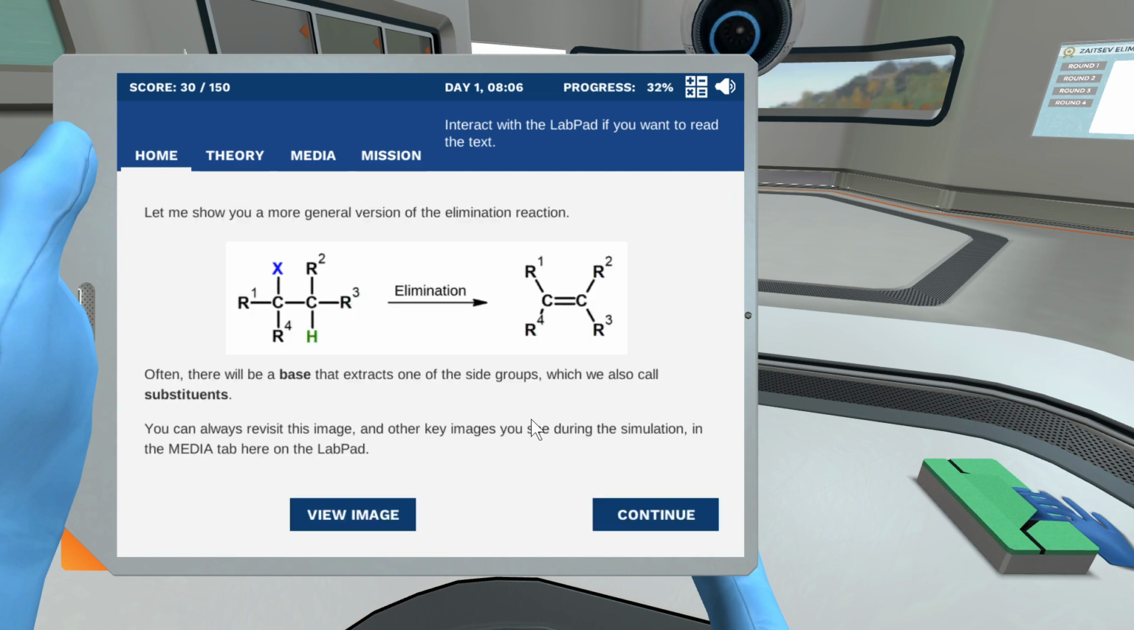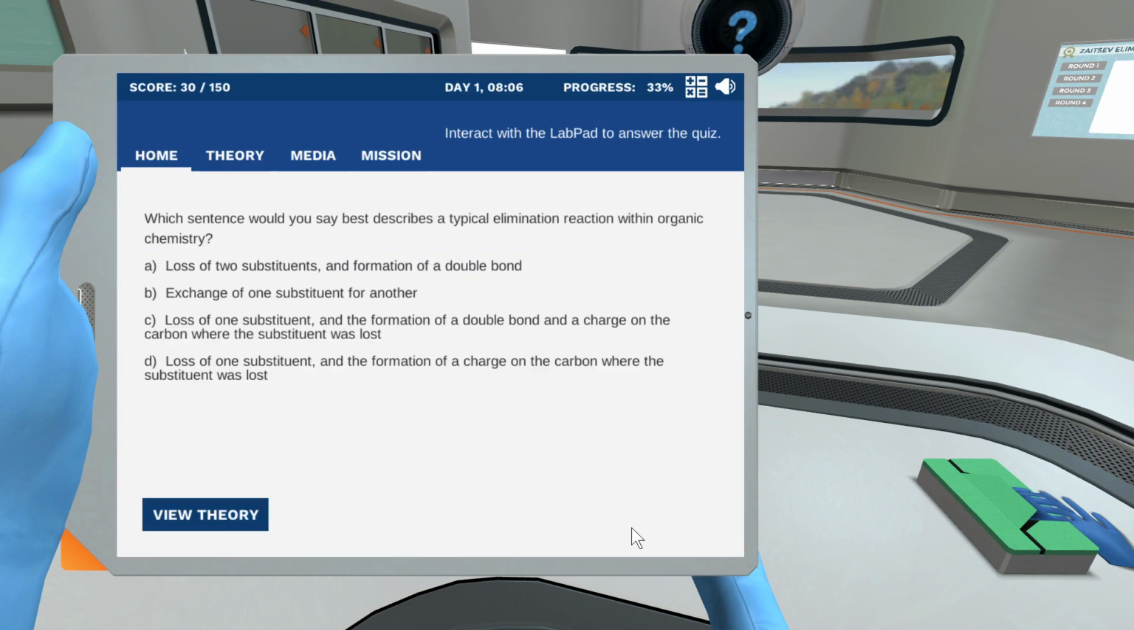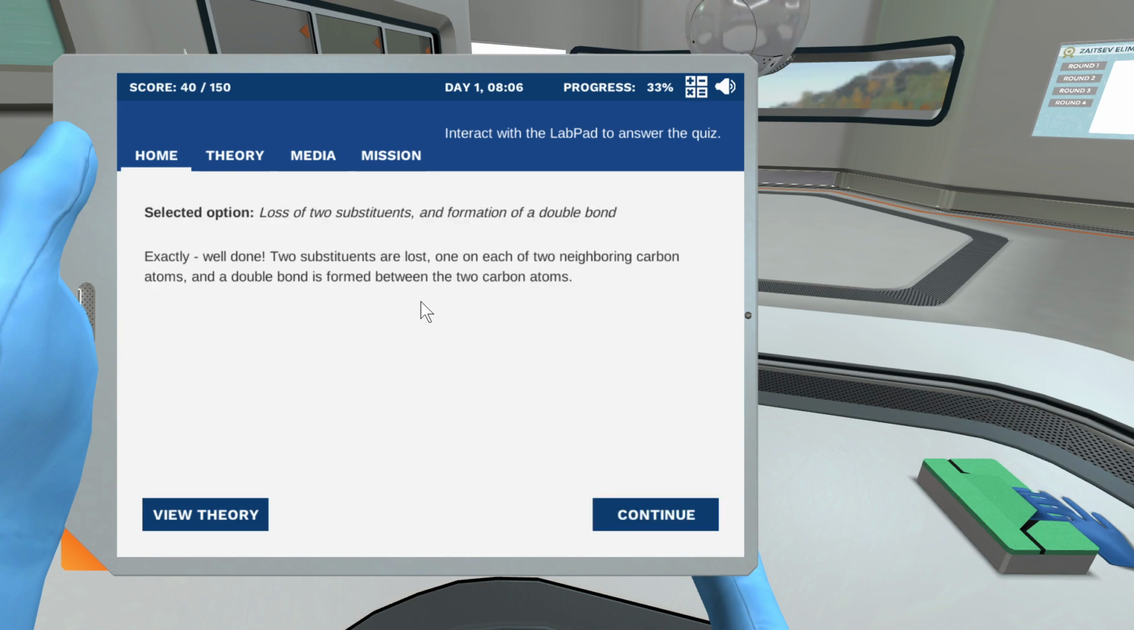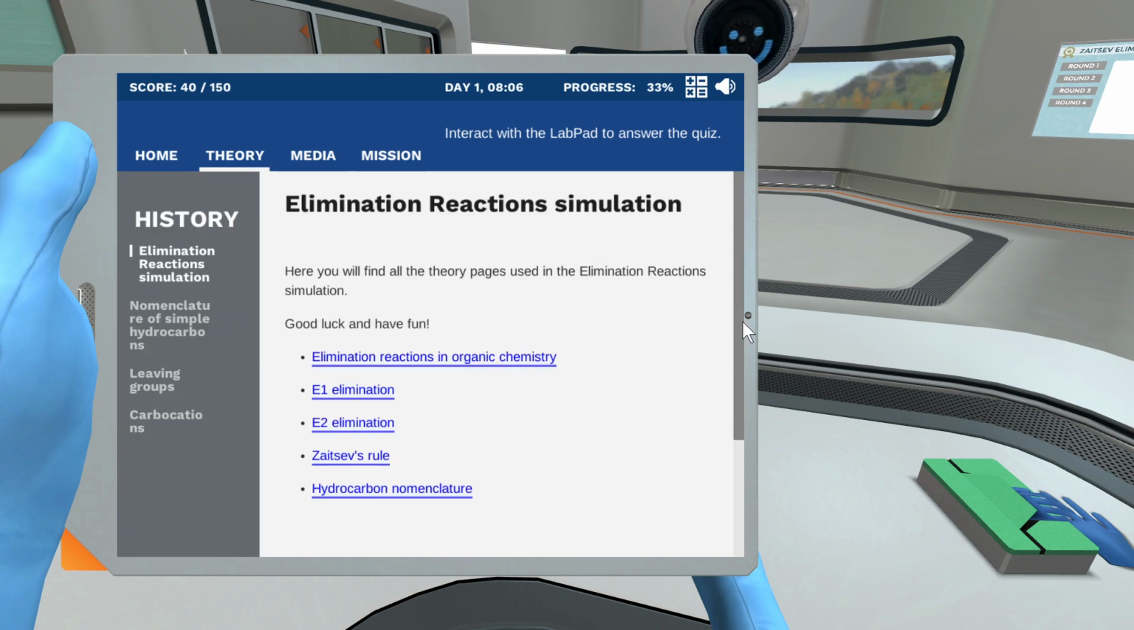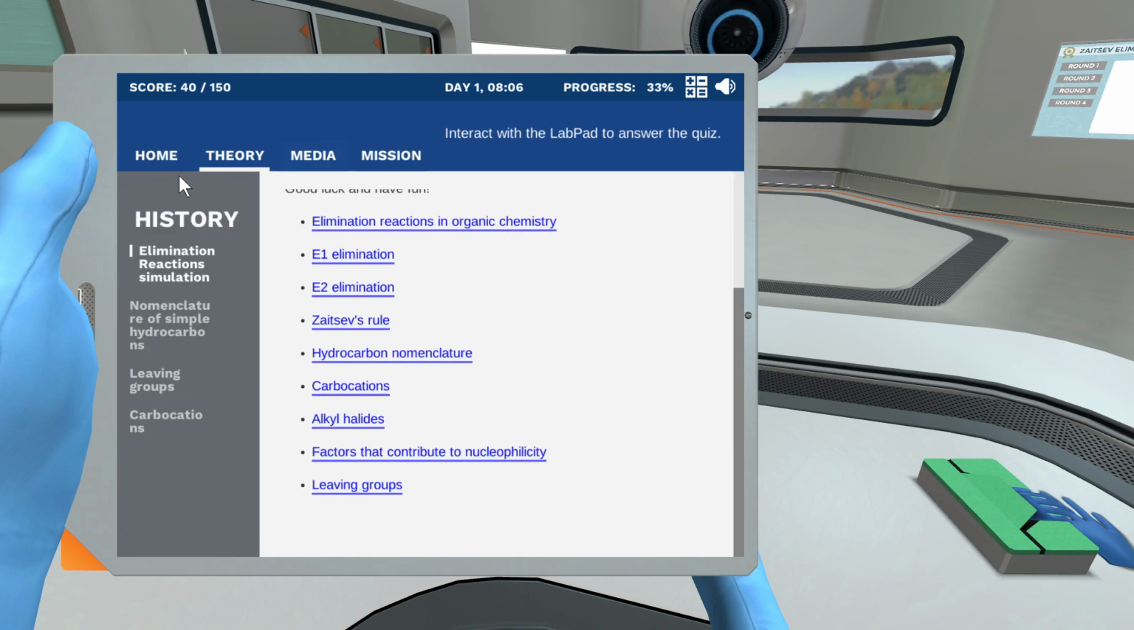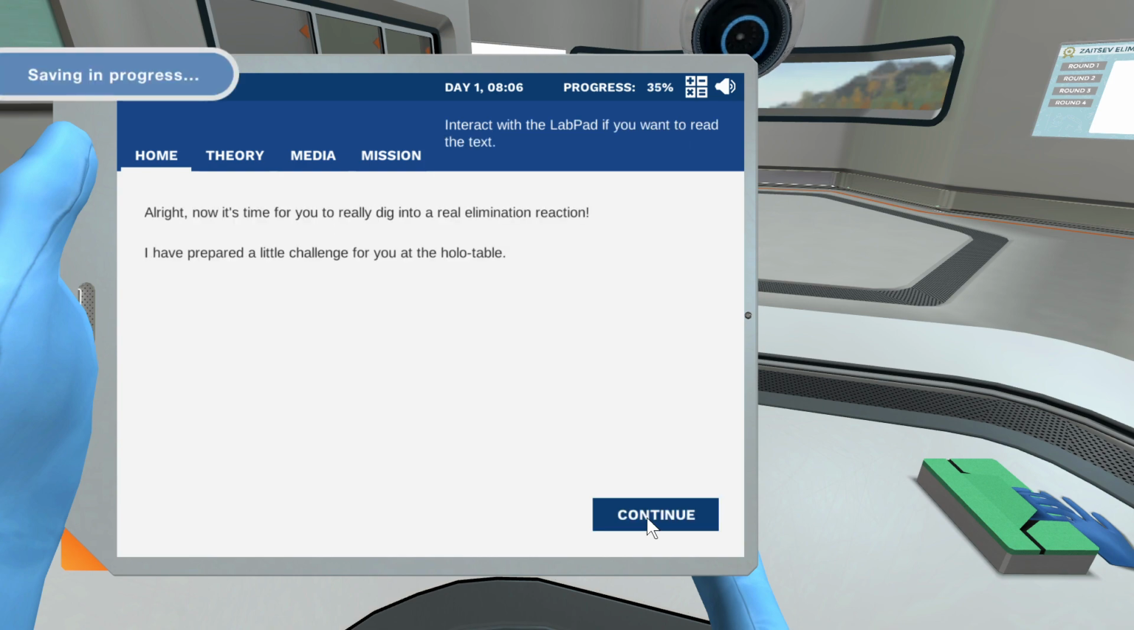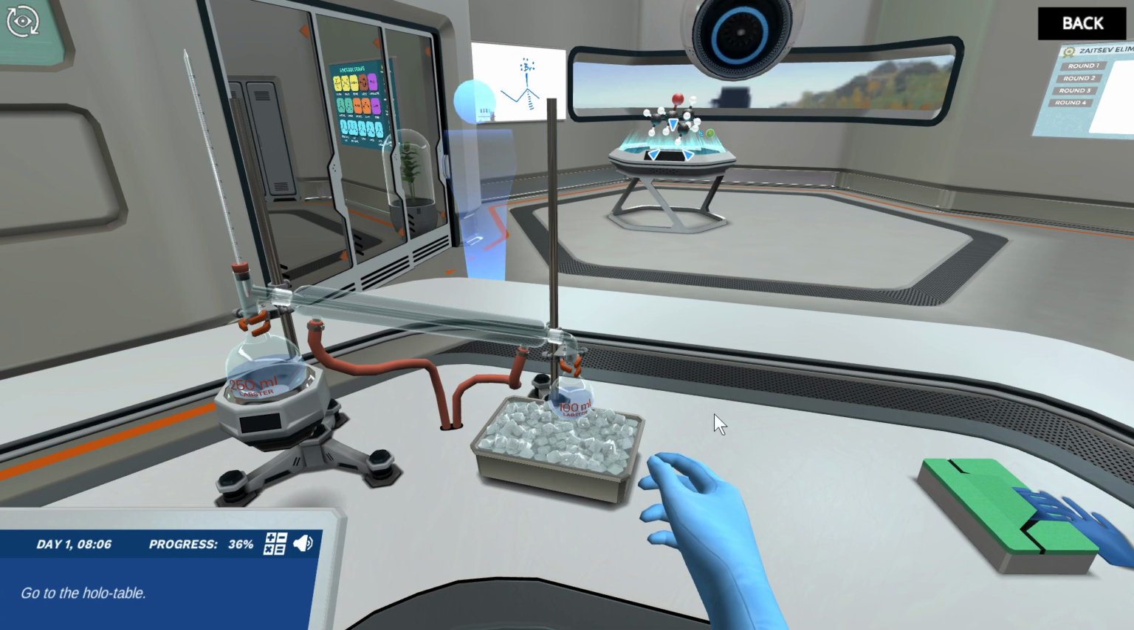Let me show you a more general version of the elimination reaction. Which sentence would you say best describes a typical elimination reaction within organic chemistry? Exactly, well done. Two substituents are lost, one on each of two neighboring carbon atoms, and a double bond is formed. Alright, now it's time for you to really dig into a real elimination. Go to the hollow table.